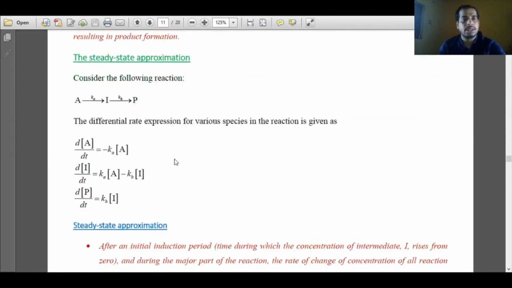So then we'll discuss a special condition called steady state approximation. What is steady state approximation? We'll again consider the same general expression, A forming intermediate I, and intermediate I again forming product P. These are the rate law expressions for reactant A, intermediate I and product P. I have already explained the rate law expression, so I will not explain it again.